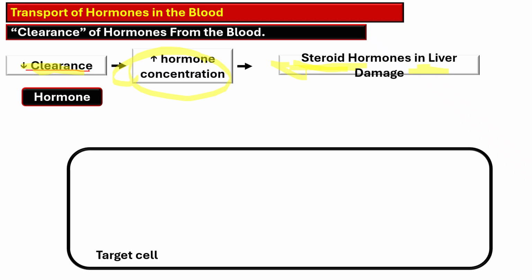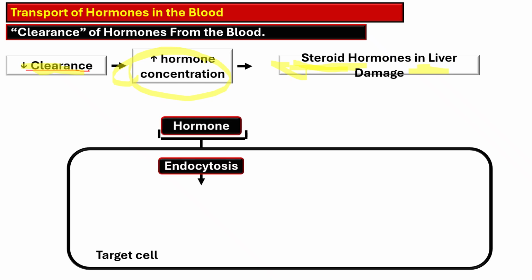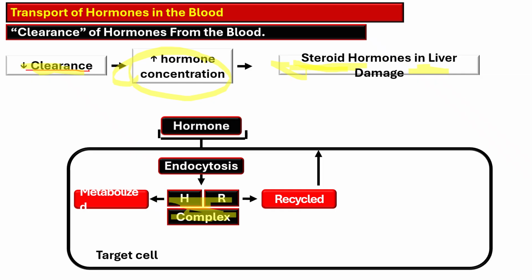Whenever a hormone acts on the target tissue, it acts via a receptor, and this hormone is taken into the cell through endocytosis and makes a hormone receptor complex. In this hormone receptor complex, the hormone is metabolized and the receptor is then recycled for reuse.